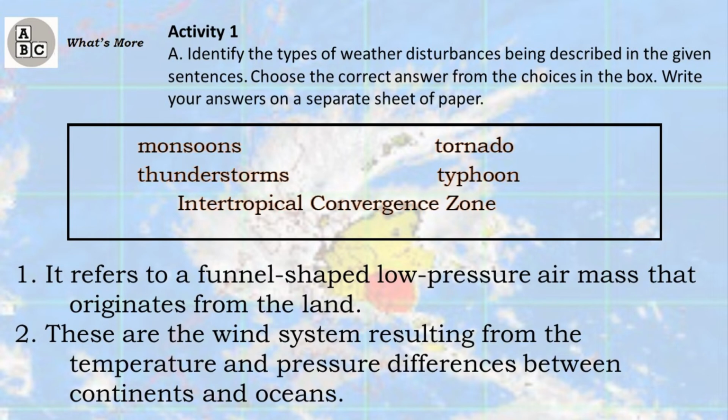Activity 1. A. Identify the types of weather disturbances being described in the given sentences. Choose the correct answer from the choices in the box. Write your answers on a separate sheet of paper. Monsoons. Thunderstorms. Tornado. Typhoon. Intertropical Convergence Zone. 1. It refers to a funnel-shaped low-pressure air mass that originates from the land. 2. These are the wind system resulting from the temperature and pressure differences between continents and oceans.